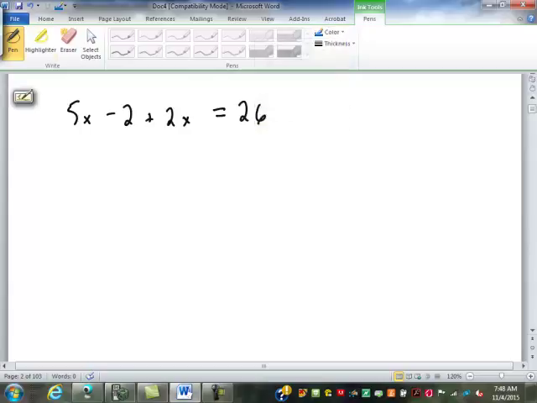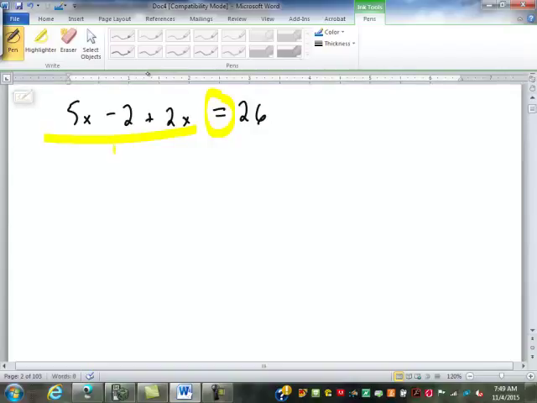Now here, as always, we find the equal sign, and we identify where the variable is. The variable's on the left side. And as we're doing that, we notice that our variable appears twice. We have a 5x and we have a 2x.